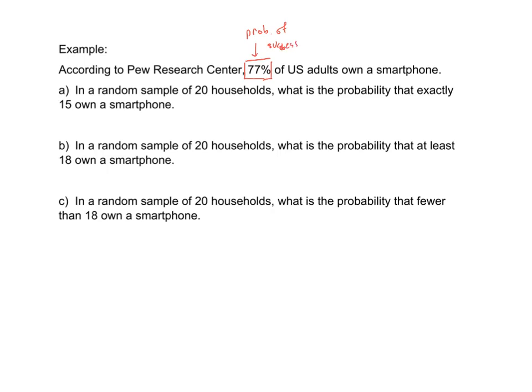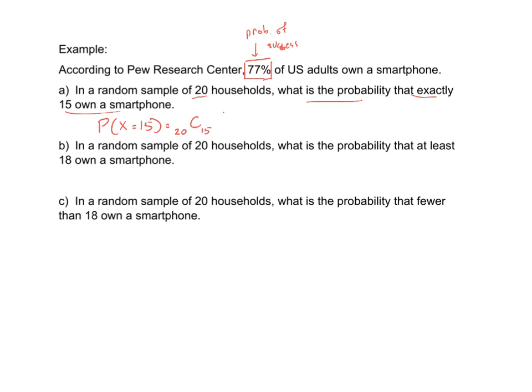In a random sample of 20 households, what is the probability that exactly 15 own a smartphone? So I have 20 households total. What is the probability that exactly 15 own a smartphone? What that looks like: the probability that x equals 15 in my random variable is equal to, now the nCx part of the formula, I have 20 in my sample size, capital C, 15 is the number that I'm looking for.